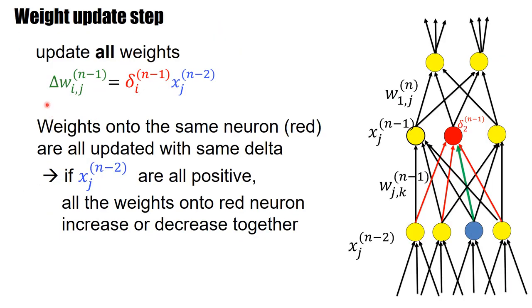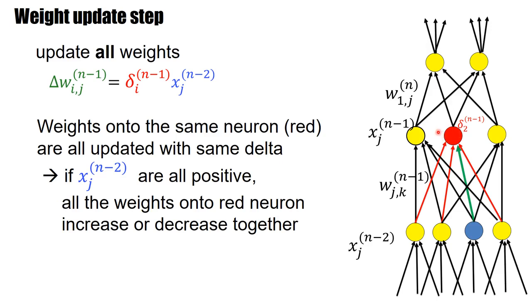Let's have a look at the update formula of the backpropagation algorithm. We update all weights with this formula that combines the deltas in layer n-1 with the outputs x of neurons in layer n-2. So let's look at the red neuron here.